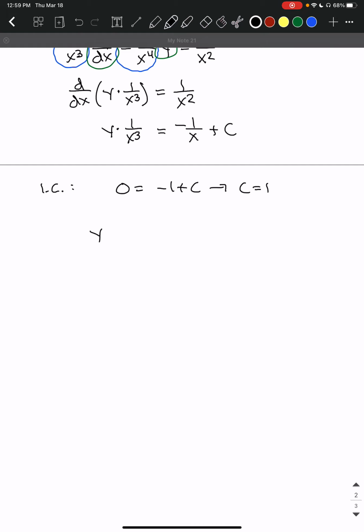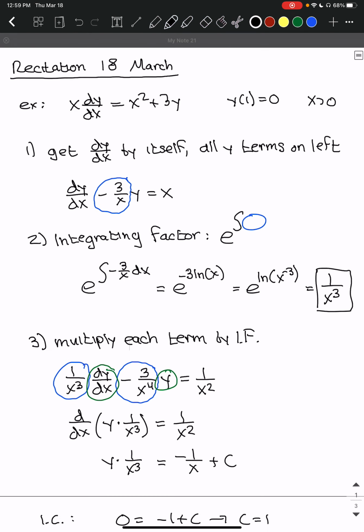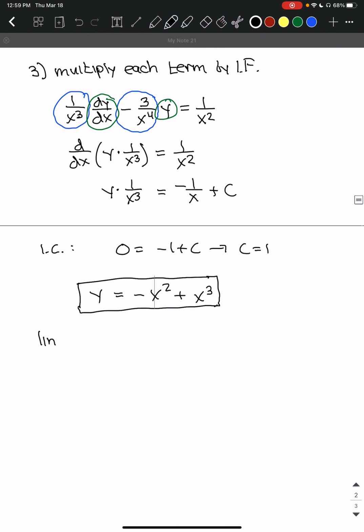And so my equation becomes y is equal to minus x squared plus c x cubed. And c was 1, so this is just plus x cubed. And this is my final equation here. It's pinpointed at one exact point, and we're good to go. Okay, so I hope this was a good example for linear differential equations. I'll write it out: linear first order DEs.